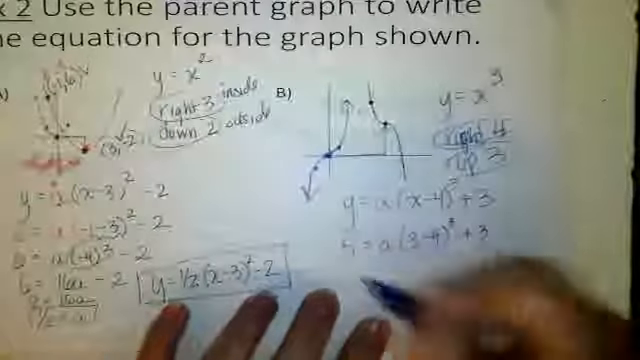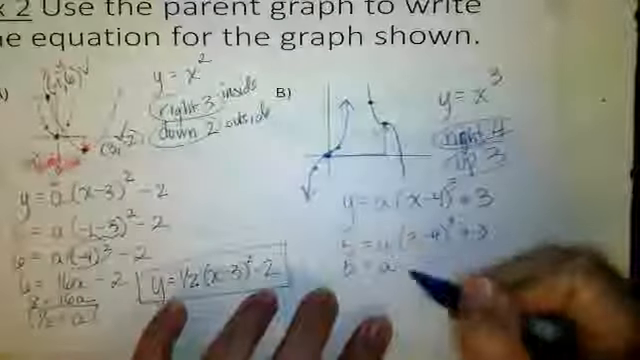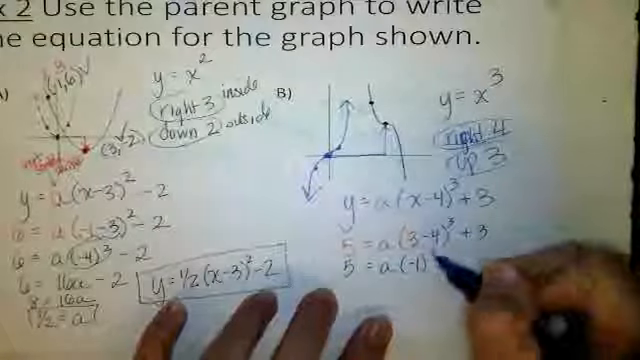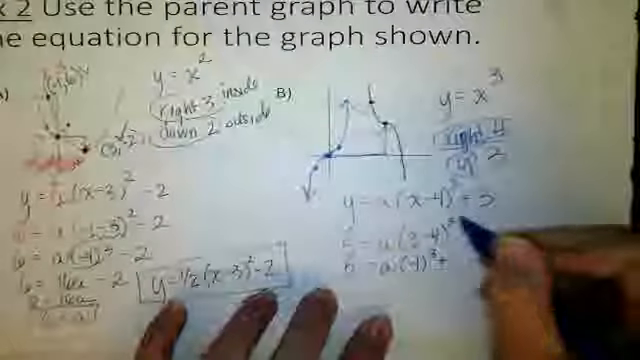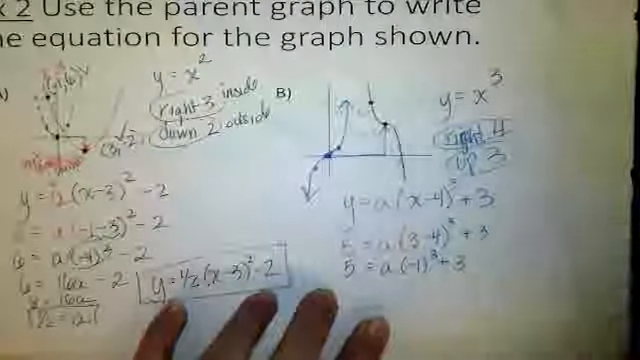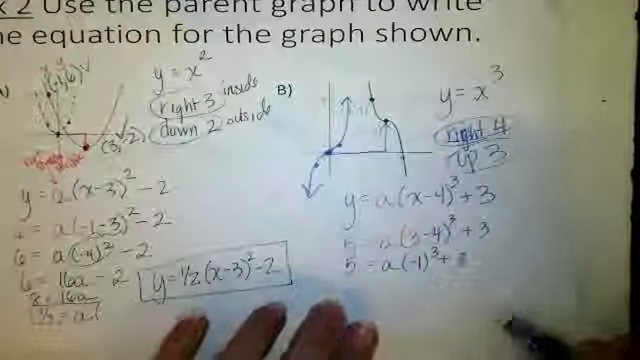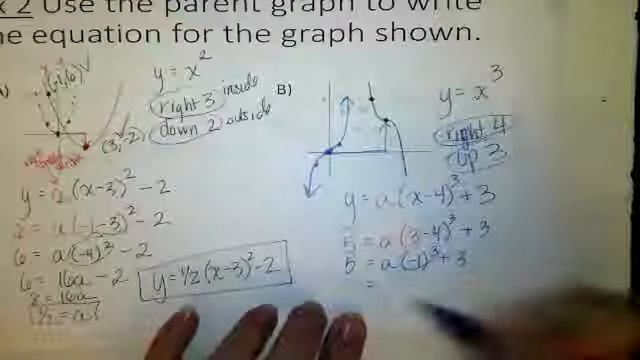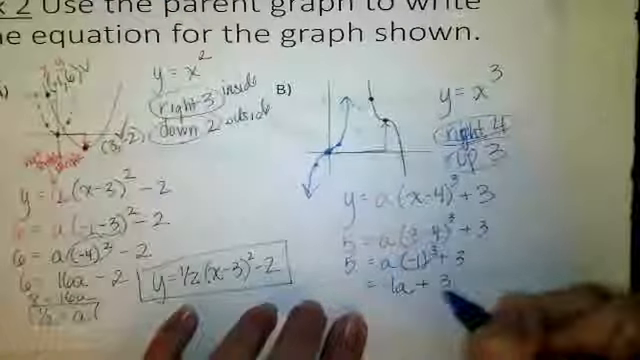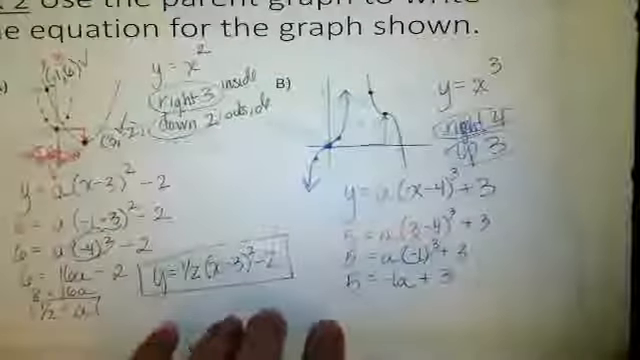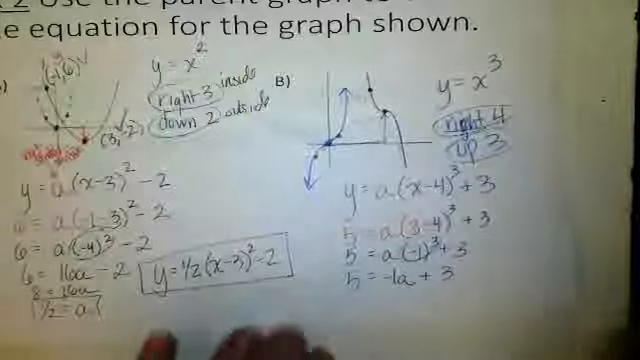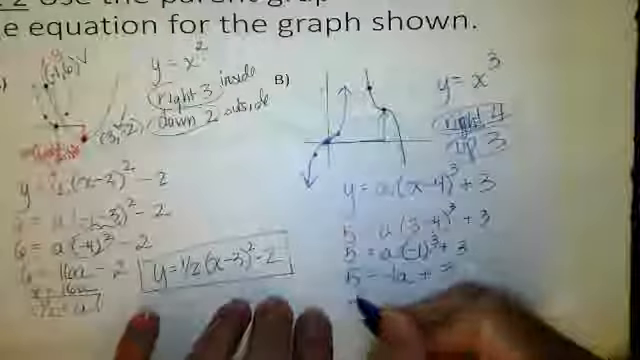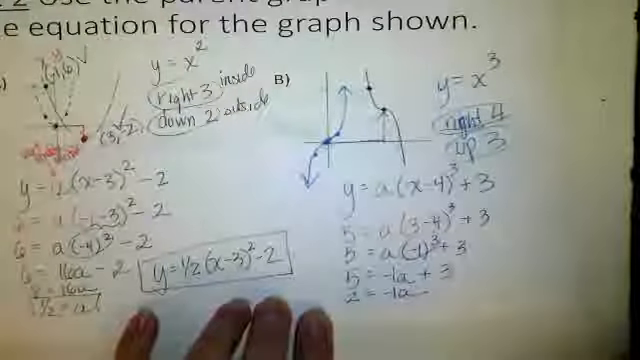Okay. 3 minus 4 is -1 being cubed. Don't forget that, most people leave off the power, which causes a lot of problems. What is -1 quantity cubed? -1A plus 3 equals 5. And then we need to do what? Subtract 3 and divide by the negative.